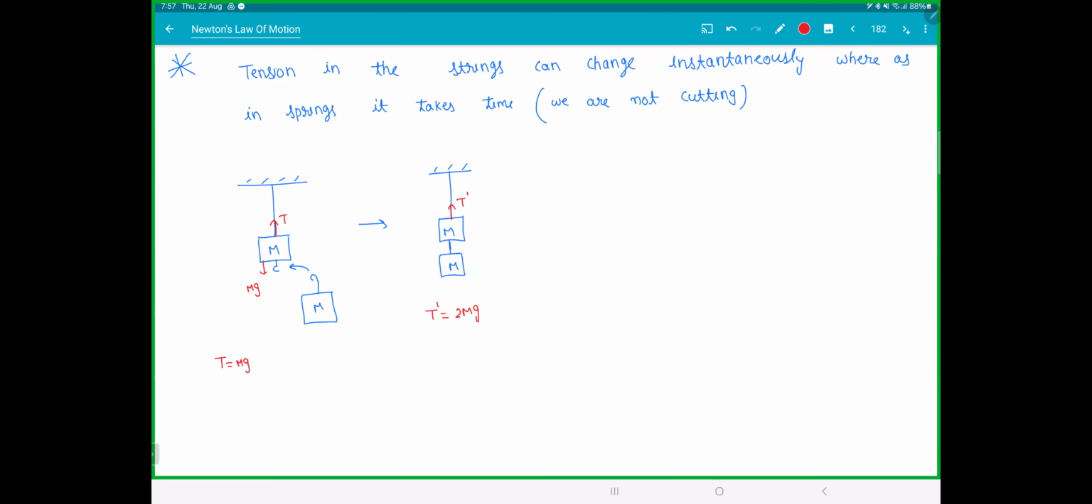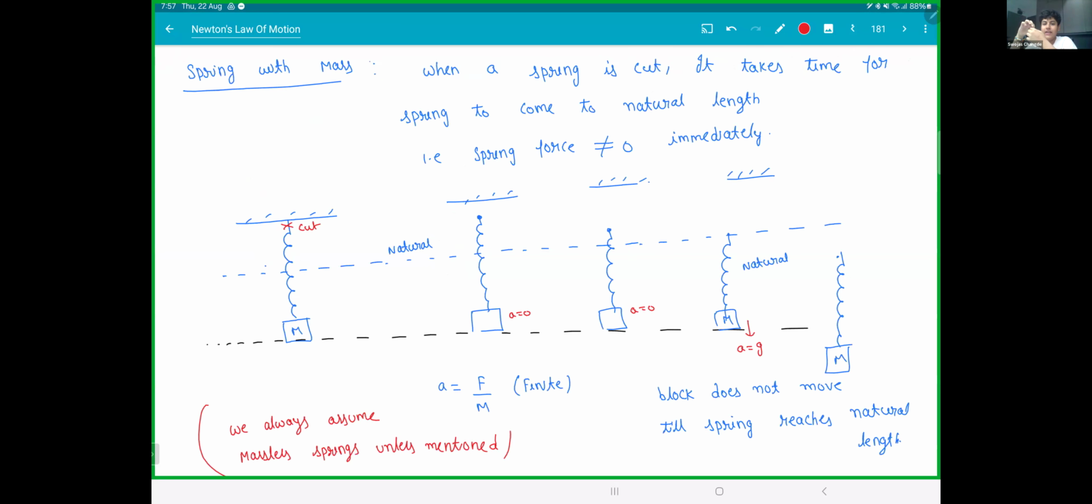I was saying that if I cut it right where it is connected to the block, this is still connected to the rigid support. Now, when you cut it here, the block will fall down, but this spring will take time to reach there. It will go here, then come to its natural length. So unlike cutting from the rigid support completely, it will take time to come back to its natural position. Then it will start falling. Instead, if I cut just here, the block will start falling immediately.